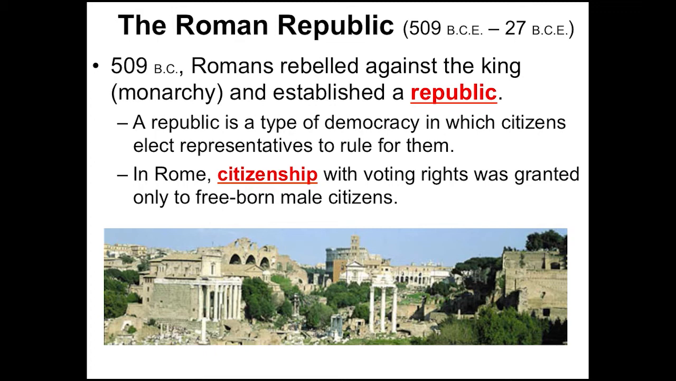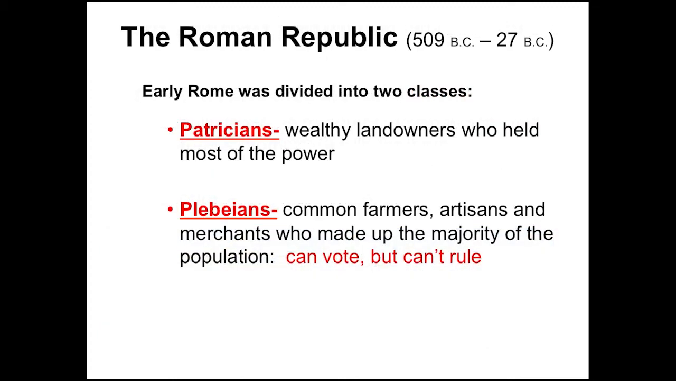They didn't have a direct democracy. They had a republic in which people elected representatives. In Rome, citizenship with voting rights was granted only to free-born male citizens. But citizenship was really important to the ancient Romans. And so, in ancient Rome, there were basically two classes.